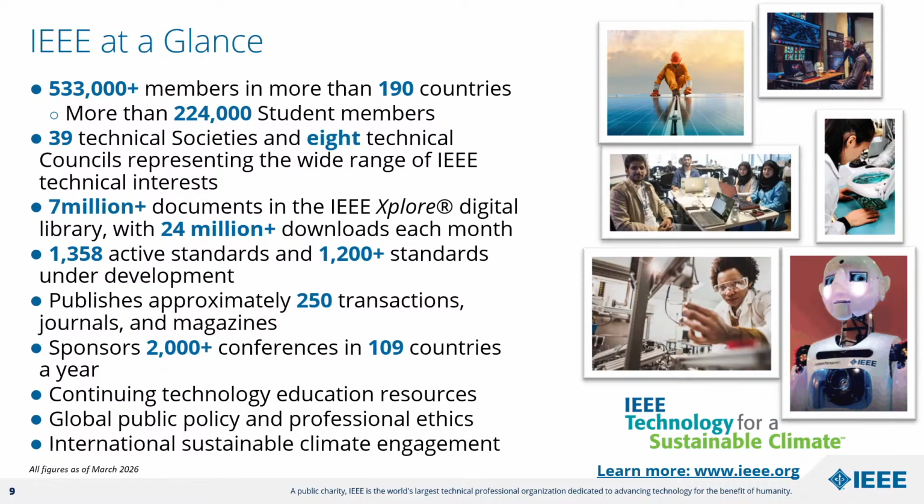These are all different. For instance, we have the president of the Magnetic Society right here, Ron, and they work in various fields and work together in many ways. We're a publisher of a great amount of the world's technical literature. We have over 1,000 active standards, traditional ones on interoperability, et cetera, but new ones on, for instance, ethics and AI, ethical practices in AI. We have published, again, a lot of transactions. We sponsor over 2,000 conferences in, again, over 190 countries. And continuing education resources, we're also involved in global public policy and other activities as well.